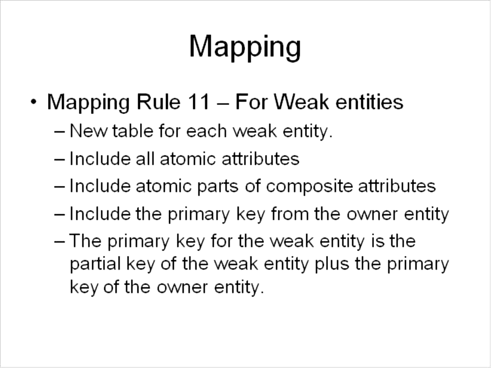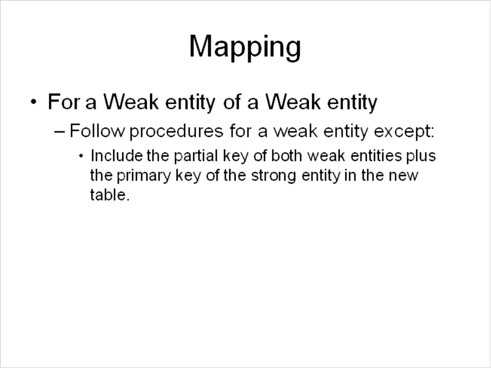And we'll show this with the mapping rules. So the mapping rules for weak entities. Create a new table for each weak entity. Include all atomic attributes of the weak entity. Include all atomic parts of the composite attributes of the weak entity. Include the primary key of the owner entity, and that's the most important thing. The primary key of the weak entity is the partial key of the weak entity plus the primary key of the owner.